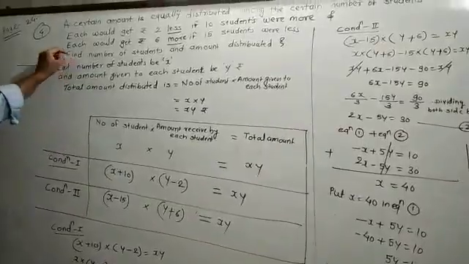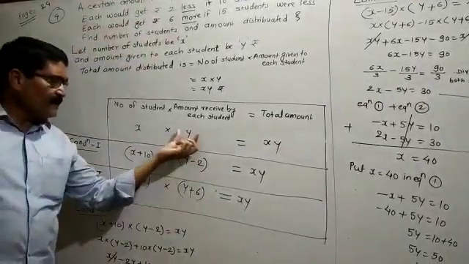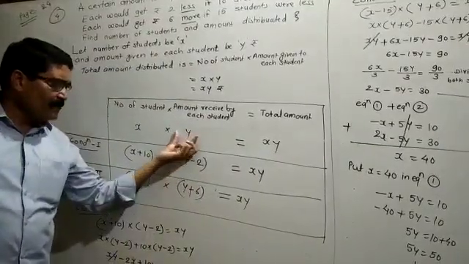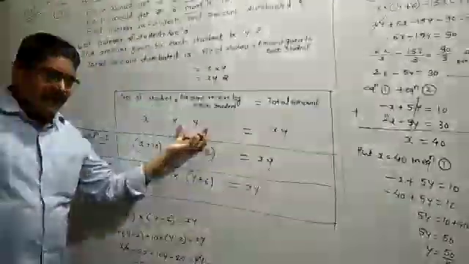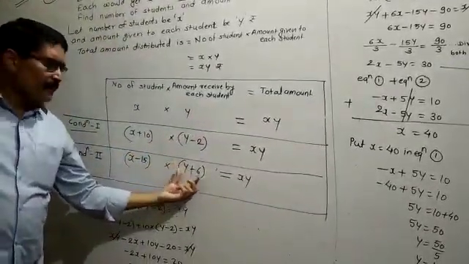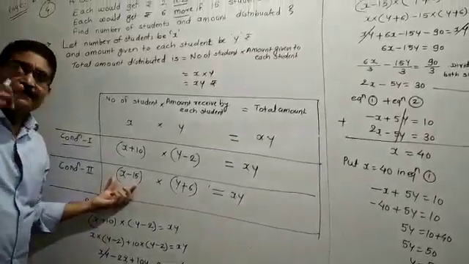Second condition, each will get 6 rupees more. Means the amount received by each student is, first of all, if x students are there, at that time they will get y rupees. But they will get 6 rupees more when the number of students decreases by 15.